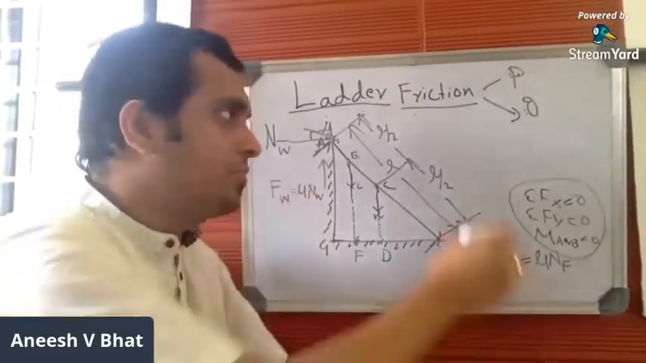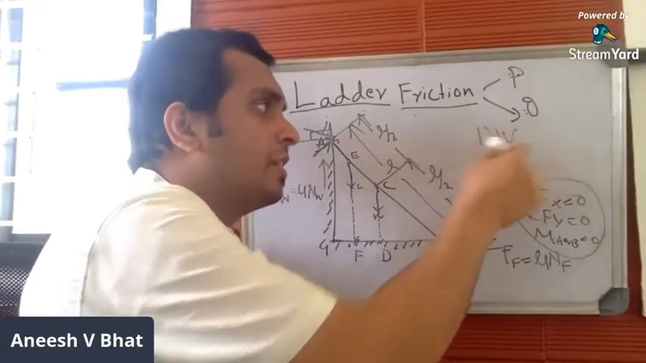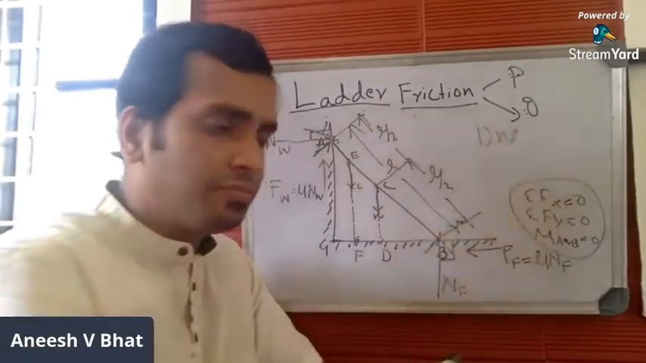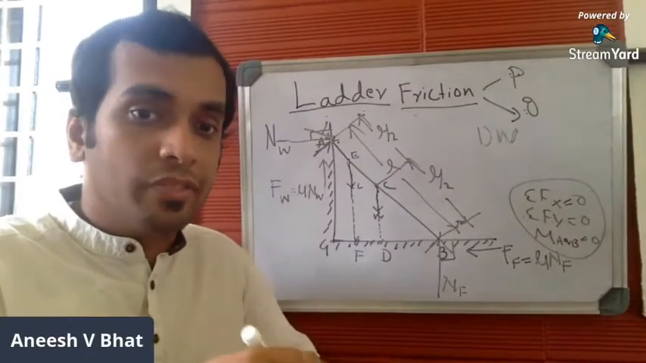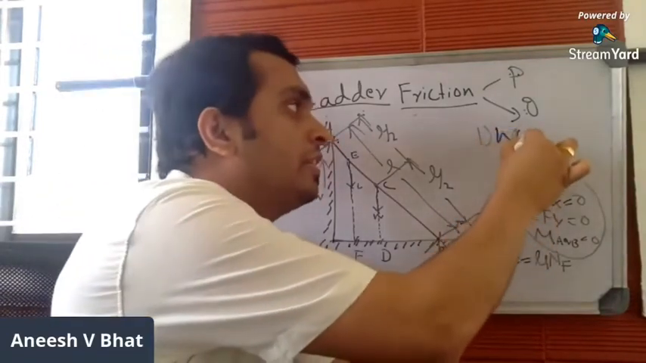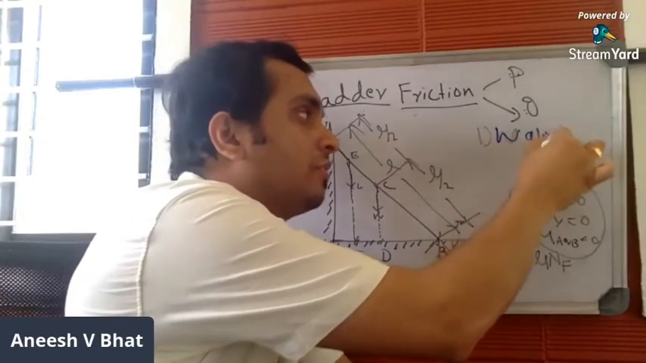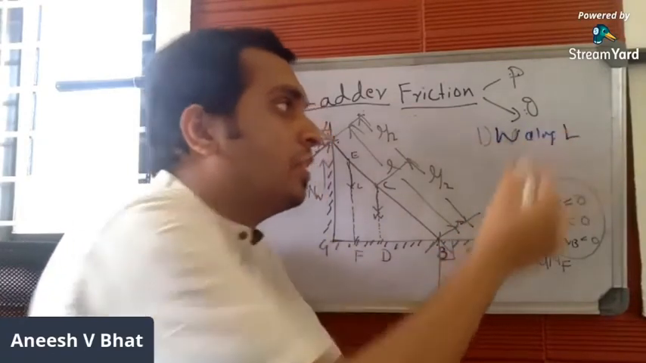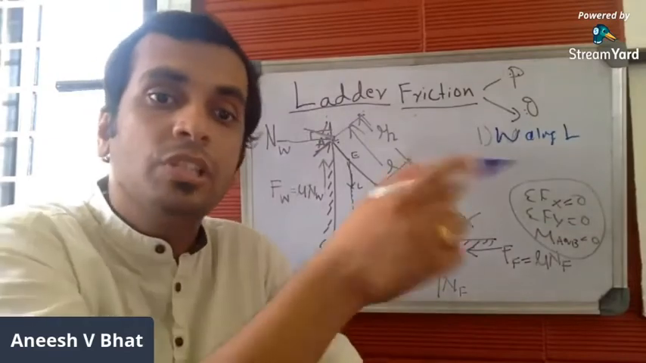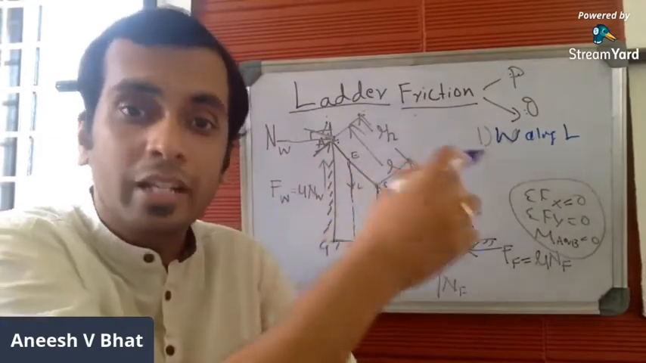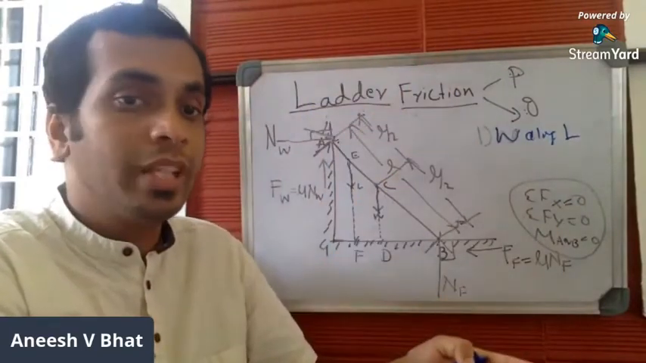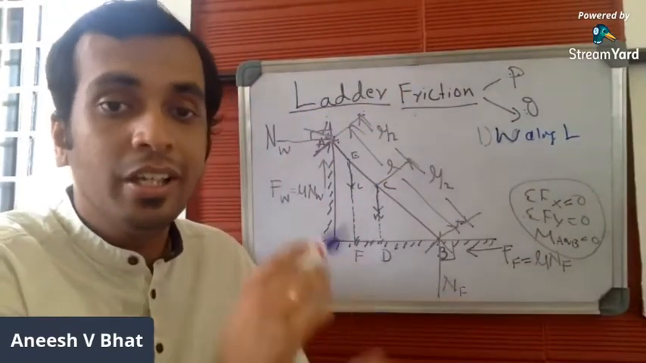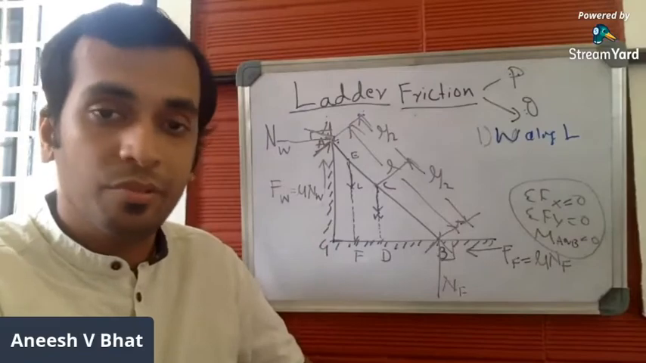Let me just repeat the steps. Step number 1 is to mark the self weight, the self weight of the ladder, along with the external force or external load. Let me mark it as L. Both will act vertically downwards. Once you mark self weight and external load L, you have to extend the line of action of both so that both the lines of action meet the ground or floor.